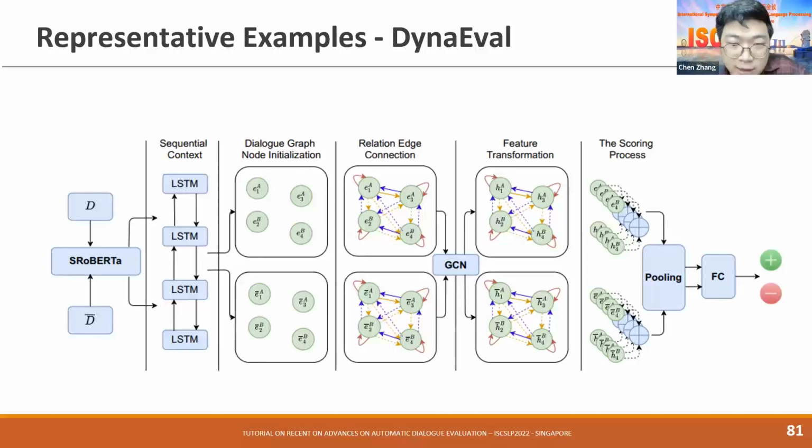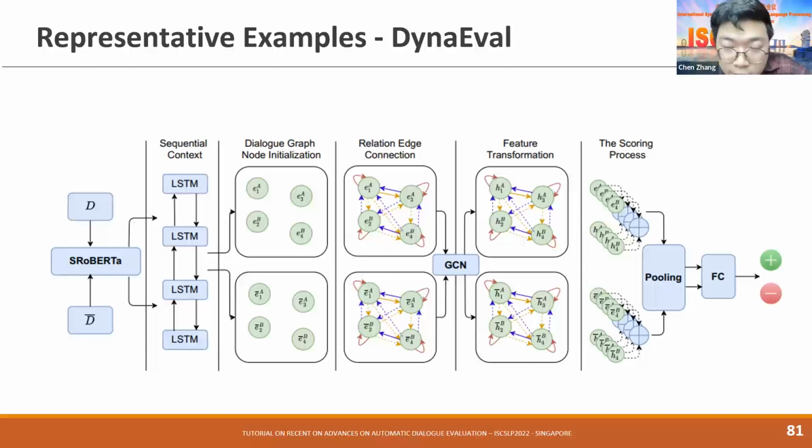Then after the S-RoBERTa, the embedding vectors are fed into the LSTM. This is to capture the sequential flow of the utterances, for example, an utterance from speaker A, from speaker B, and from speaker A again. We want to capture the sequential context. Then we use the LSTM output as the node embedding initialization for graph construction.